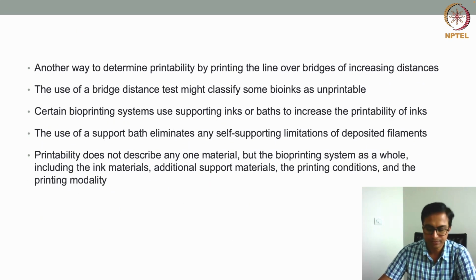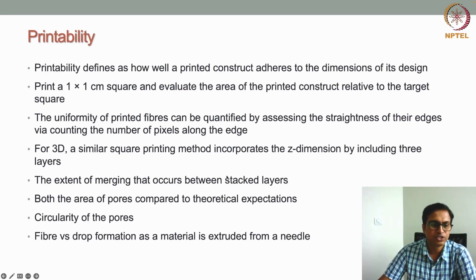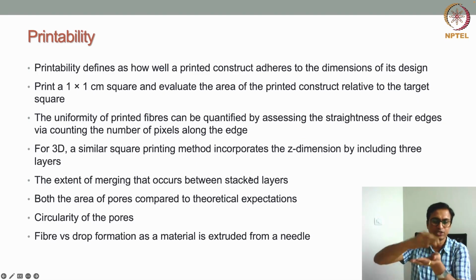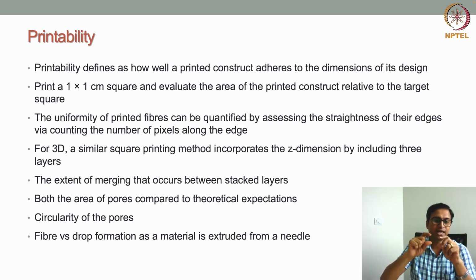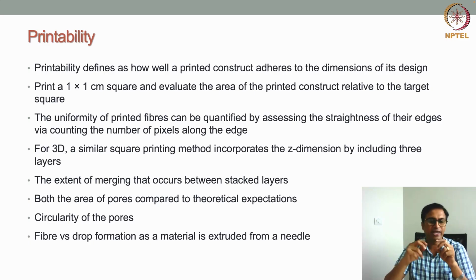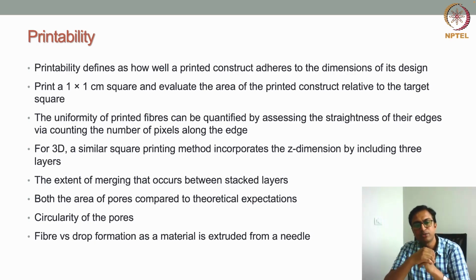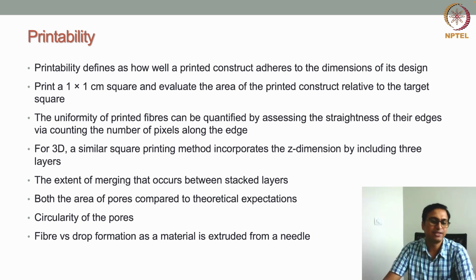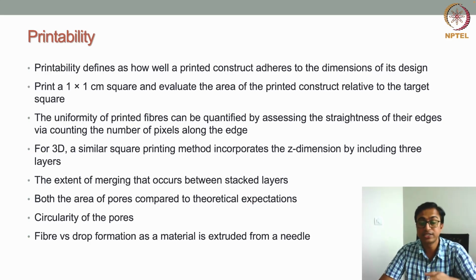Now here, for 3D again, the extent of margin that occurs between stacked layers. Suppose when we print one line on top of another line, many times these stacked layers can merge. That means after printing, I cannot find out whether three different, distinct layers are there or not. Most of the time these layers will be merged with each other, and I will not be able to delineate the lines, the different layers.